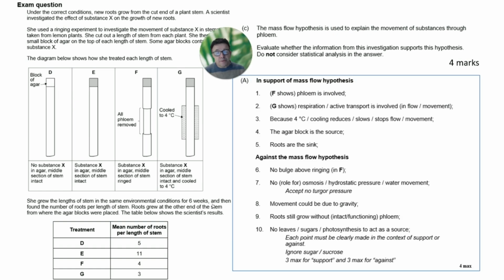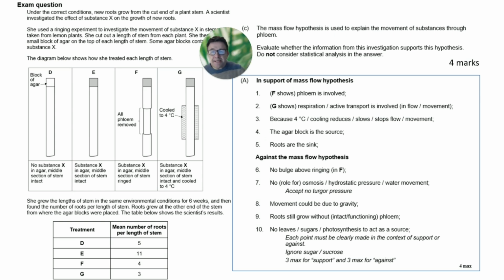So in support of mass flow, you can see that with F, when the phloem is removed, there are very few roots per length of stem. So it is saying that the phloem is involved. Second point, so you basically need 2 of these points, by the way. You need 3 either in support or 3 against, or 2 and 2. I'd probably do 2 and 2.